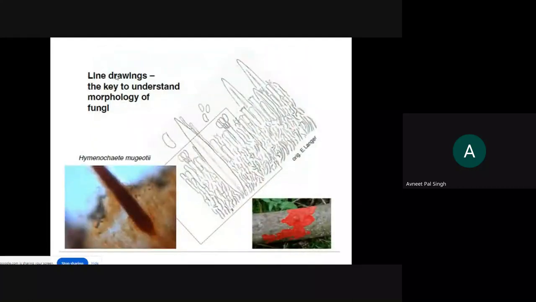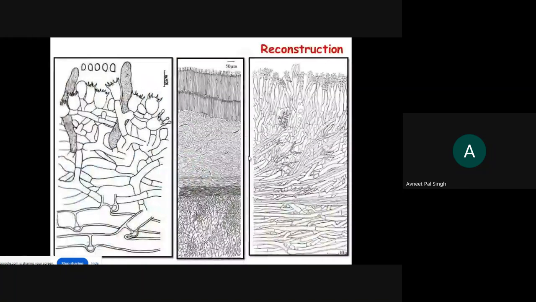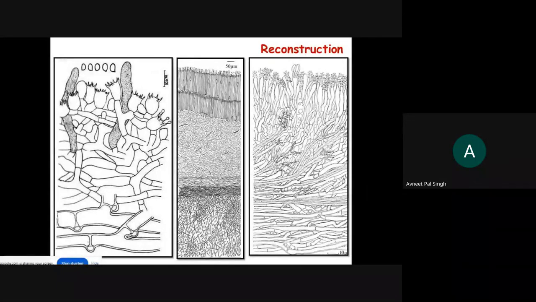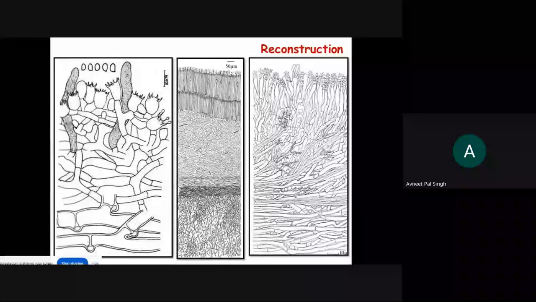And from this, you have to make a sort of reconstruction in the form of line drawings. As the very eminent corticologist Dr. Ewald Langer from Kassel University, Germany, has mentioned, line drawings are the key to understanding the morphology of fungi. So this is the idea you get when you have beautiful microscopic preparations. You can reconstruct them in the form of camera lucida drawings, and then you are ready to identify your specimen along with comparison with the literature.